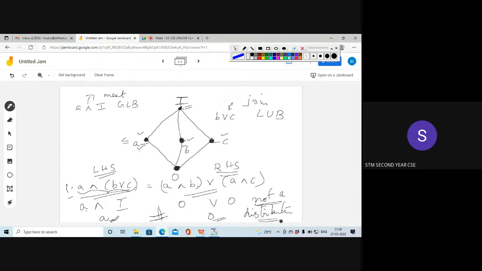Is it clear? So you needn't go for all combinations, all 10 combinations. You can just choose three elements, and whenever we find that a distributive law, either the first law or the second law, is not satisfied, then we can stop and say that it is not a distributive lattice. Is it clear?